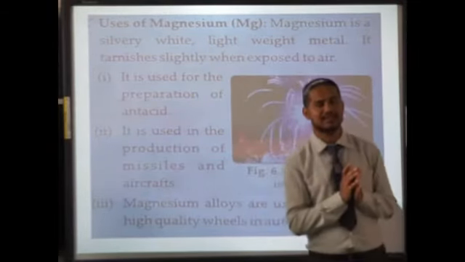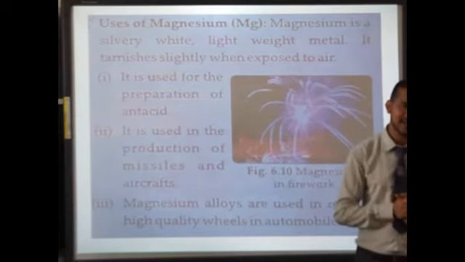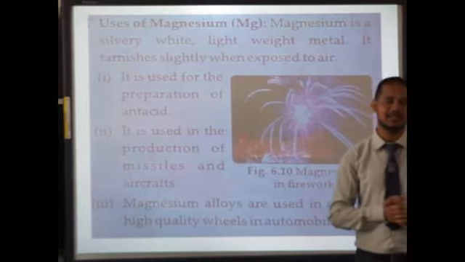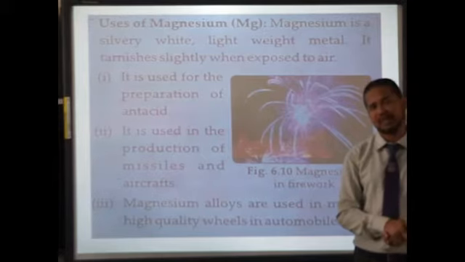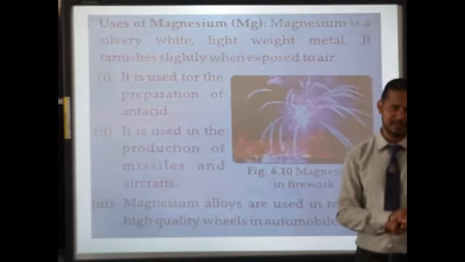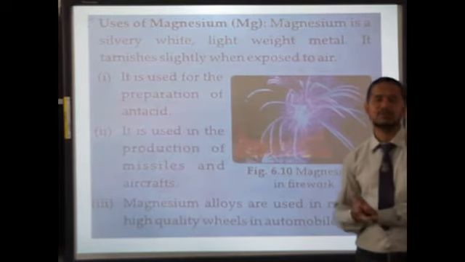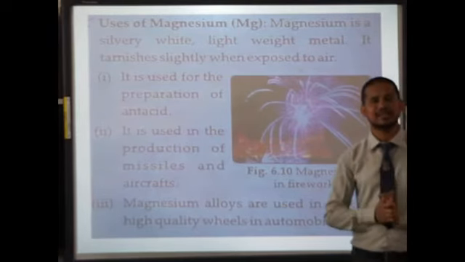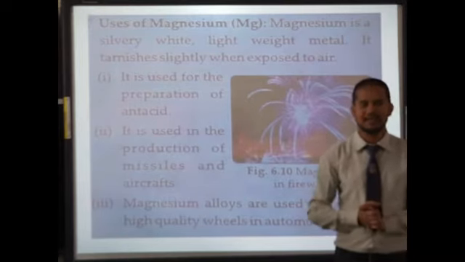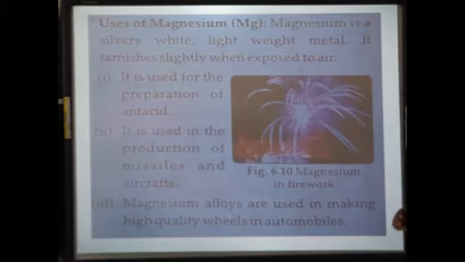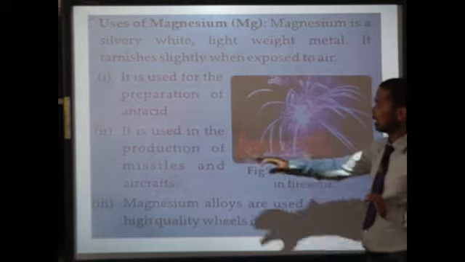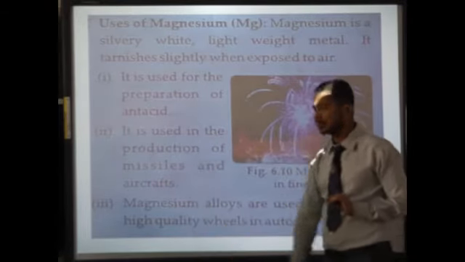So whenever your friend is suffering from acidity or indigestion, what will you suggest? You will suggest him or her to take Digene or any other antacid, Gelusil, and many antacids are available in the market. Any antacid can be given, because antacids are substances which react with acid to neutralize it into salt and water. It is also used in the production of missiles and aircraft. So magnesium is used in making missiles and aircraft.